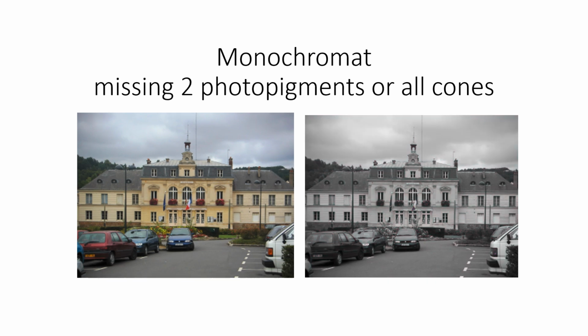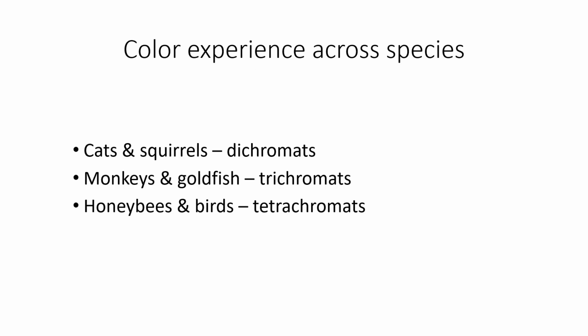And then monochromats, where they are truly in a grayscale world, a black and white kind of world. They are missing either two photopigments, so they only have one cone helping them in the daytime, and so we're just seeing shades of gray, or they're missing all of their cones and they're truly just using the rod system. Again, really quite rare.